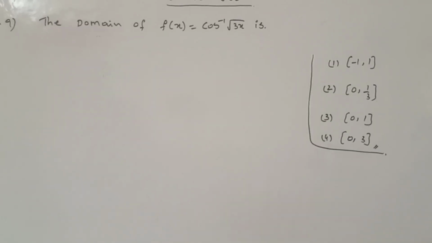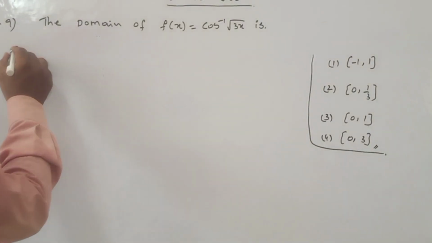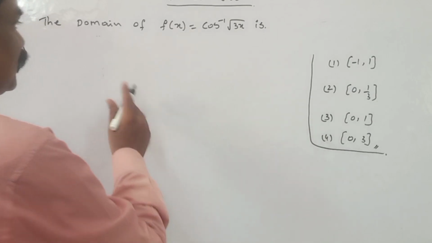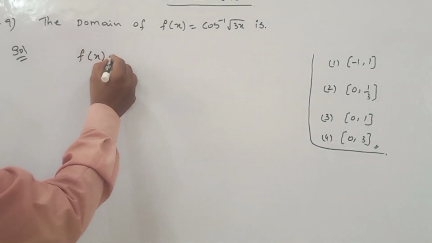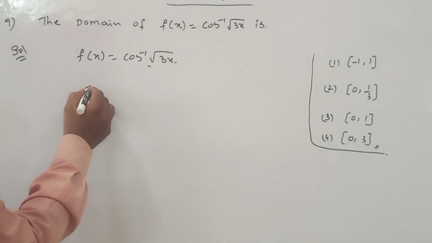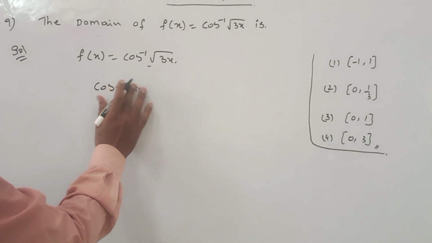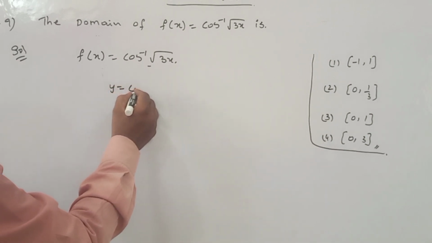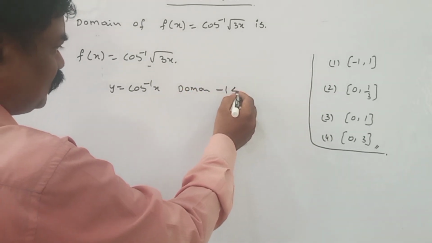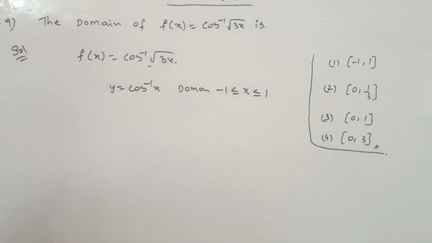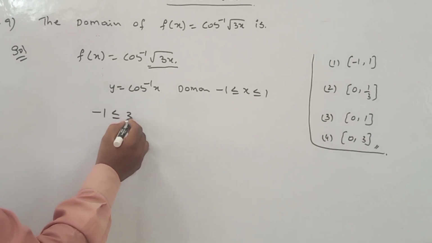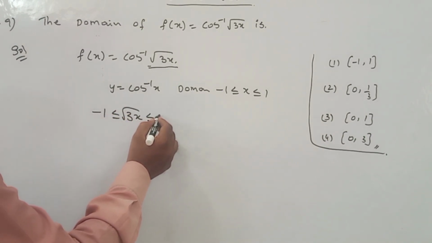Here we have one more problem on functions domain. The domain of f(x) = cos inverse of root 3x. Generally for y = cos inverse x, the domain is minus 1 less than or equal to x less than or equal to 1. So here the domain is minus 1 less than or equal to root 3x less than or equal to 1.